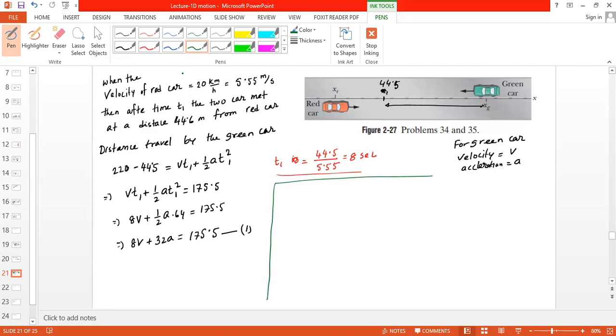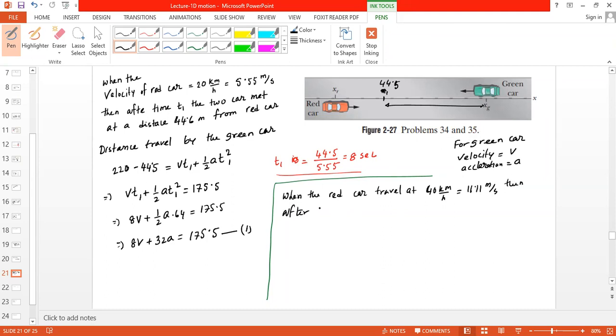Now let's say when the red car travels at 40 kilometer per hour. 40 kilometer per hour means what? 40,000 divided by 3600, which is 11.11 meter per second.